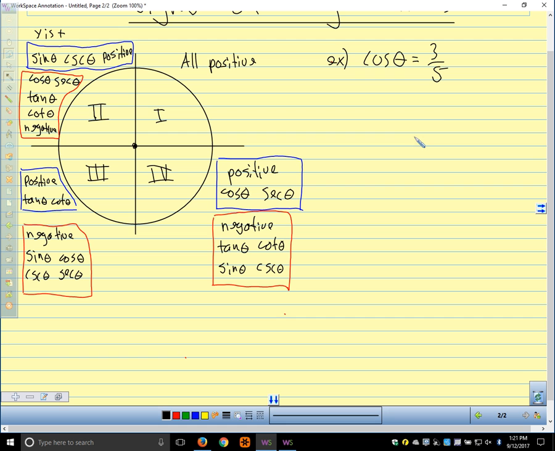So cosine theta equals 3/5, and tangent theta is less than 0. So this tells us we have to be in quadrant, well, this part by itself, 1 or quadrant 4, right? But this tells us we have to be in quadrant 4. So we've narrowed it down. And we want to find, what are we looking for? Find sine theta and cotangent theta.